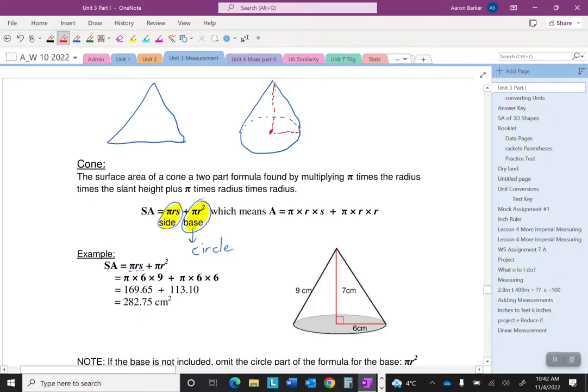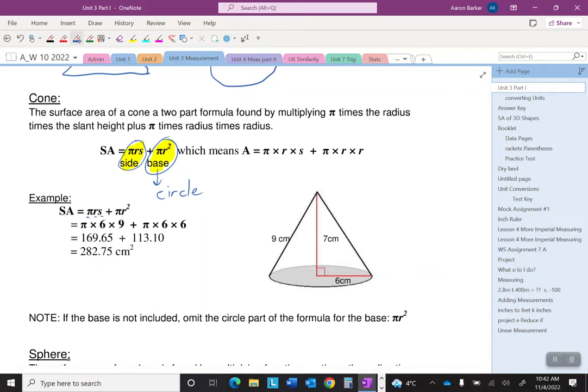Okay. So if you look at this cone right here, we have the radius, so r equals 6. We have the height of the cone equals 7, and then we have this 9 measurement. That is not the height of the cone. Okay. The cone height goes from the tip to the middle of the bottom. Okay. The tip to the middle of the bottom. That's the height.